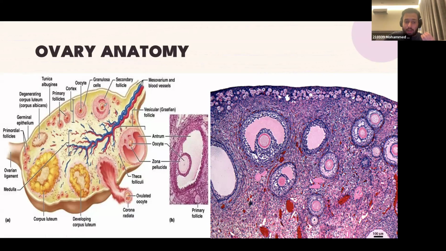Now, in the oocyte itself, or the follicle, you have different cells. One of these cells is a granulosa cell. Now, granulosa cells, you guys tell me, what do they synthesize and secrete? What hormone?